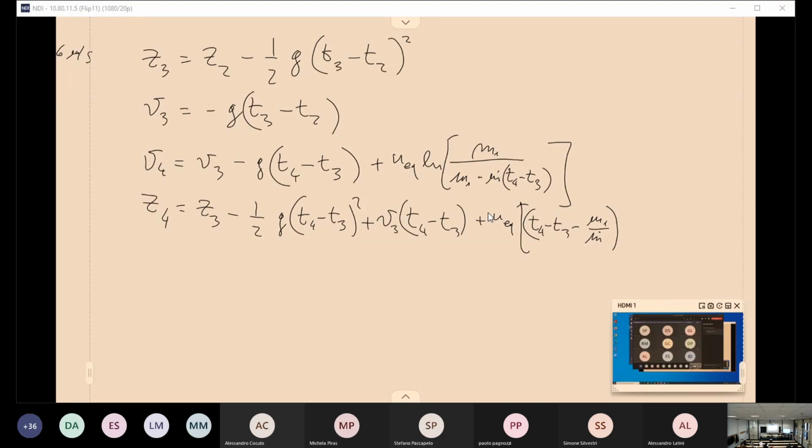Our goal is to reach Z4 and V4 equal to 0 at sea level. The burning, always, the running time. I write it again because there is no room here.